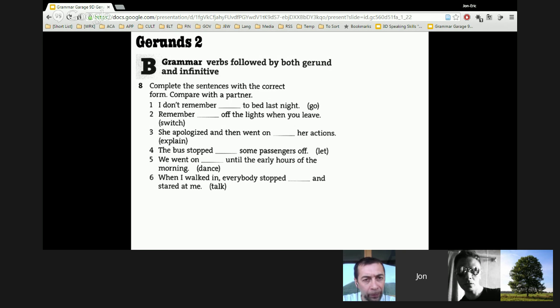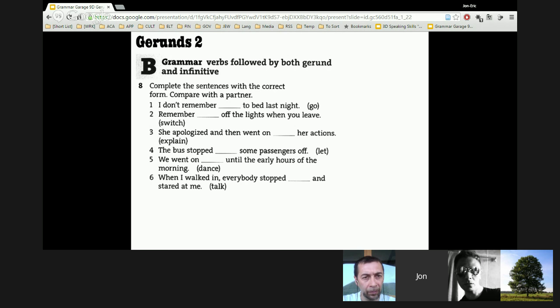I don't remember. I don't remember when I go to bed. When? Can't use when. It's only going or to go. Two choices. Gerund or infinitive. I don't remember going to bed last night. Correct. It would be wrong to say I don't remember to go. So you are right. I don't remember going.